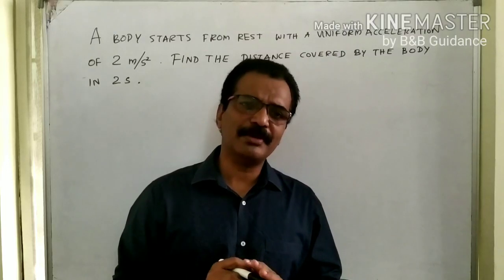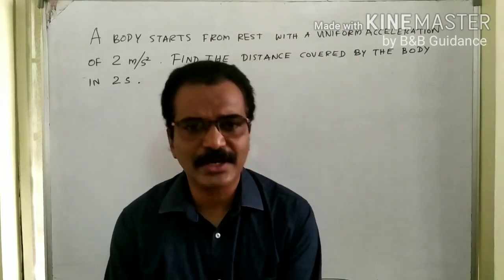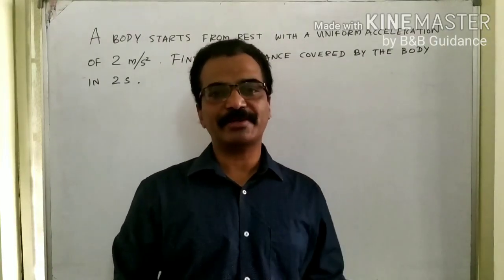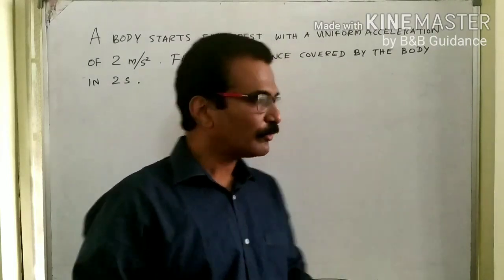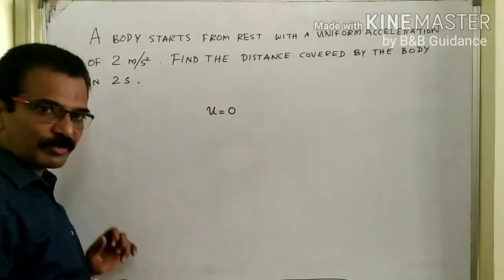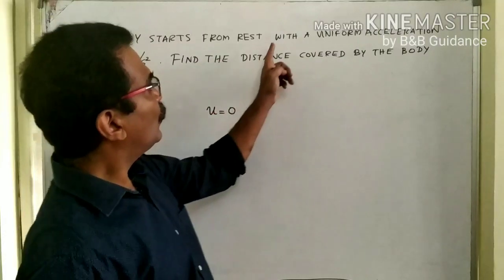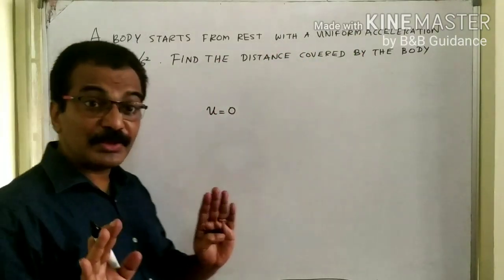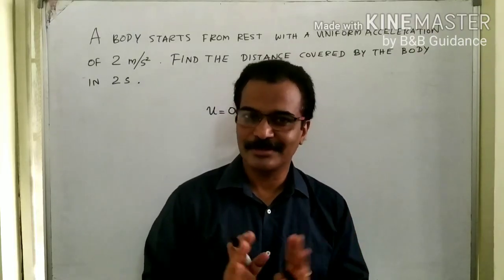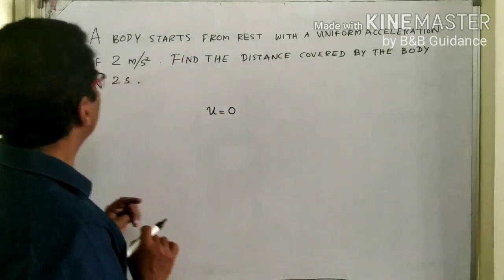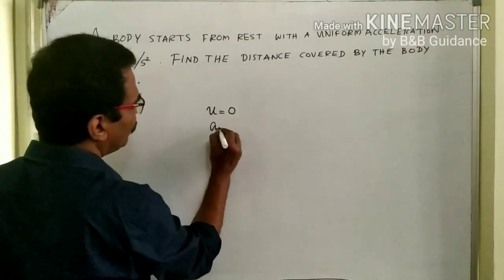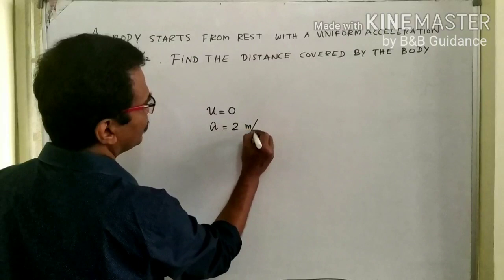Whenever you do one numerical problem in physics, it is always good to write the information given first. So I am going to write what data they have given. So from this, a body starts from rest, U is equal to 0. With a uniform acceleration. From that you understand we can apply equations of motion. Well, with a uniform acceleration of 2 meter per second square. So acceleration is also given, 2 meter per second square.